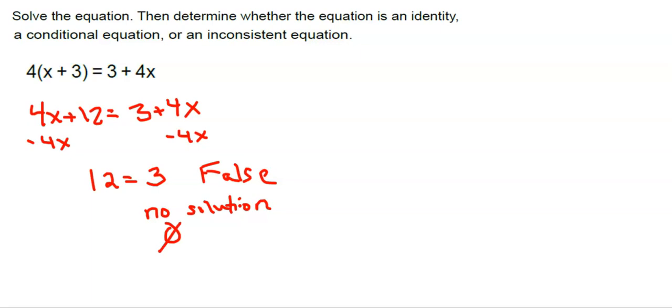We are asked to determine whether the equation is an identity, a conditional equation, or an inconsistent equation. If we get a statement that is false, then we say that we have an inconsistent equation. If we had a statement in which all the variables drop out, but the statement is true, like 0 equals 0 or 5 equals 5, that would be considered an identity. And if we get a solution, x equals a number, that's called a conditional equation.